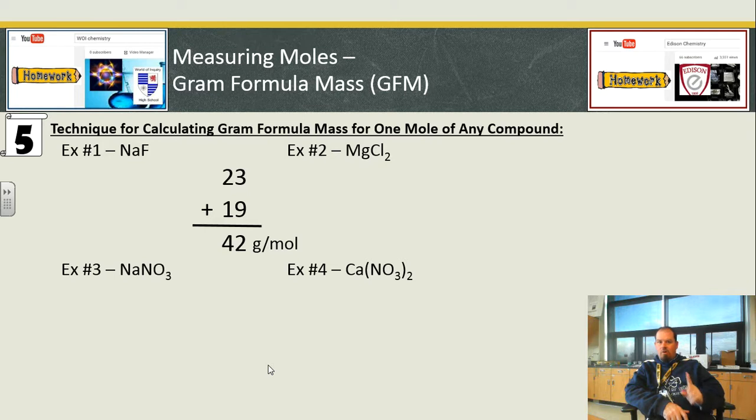Gram formula mass is always per 1 mole. That was in a previous lecture, and I mean that. It's per 1 mole, so I know 1 mole is 42 grams.